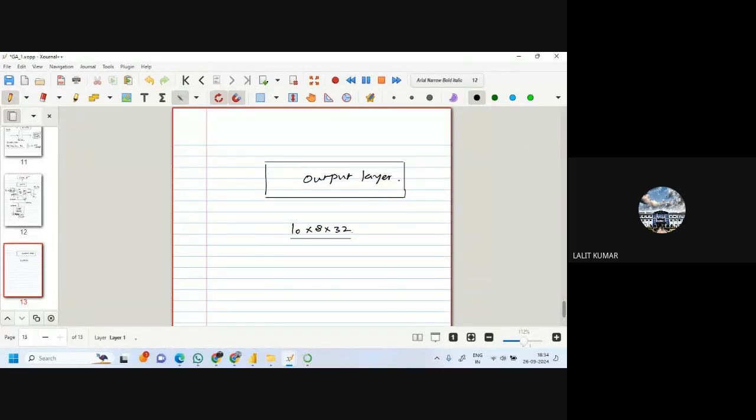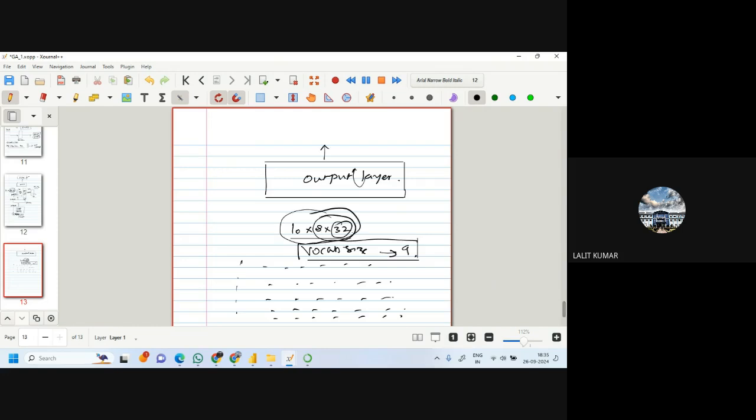Now this 8 into 32 is for the sentence "I am going home", where I got these 32-dimensional vectors. But I know that my vocab size was 9. So I have to reduce this 8 into 32 into 8 into 9. The function of this output layer is that it converts this output, which will now become 10 into 8 into 9.